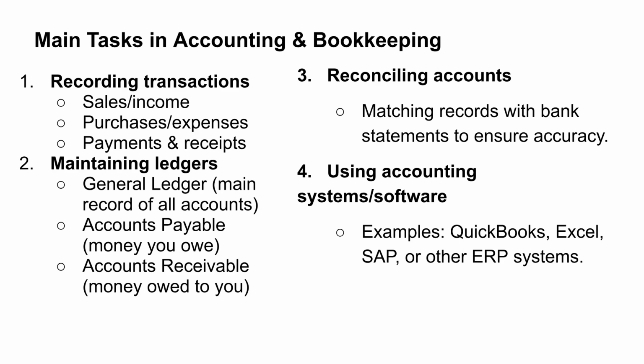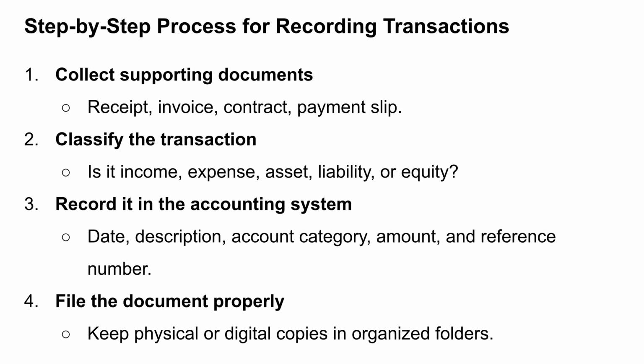Main tasks in accounting and bookkeeping include recording all transactions, maintaining ledgers like the general ledger and accounts payable, reconciling accounts with bank statements, and utilizing accounting software. The step-by-step process for recording transactions involves collecting supporting documents, classifying the transaction by type, recording it in the accounting system with the necessary details, and finally, filing the document properly.